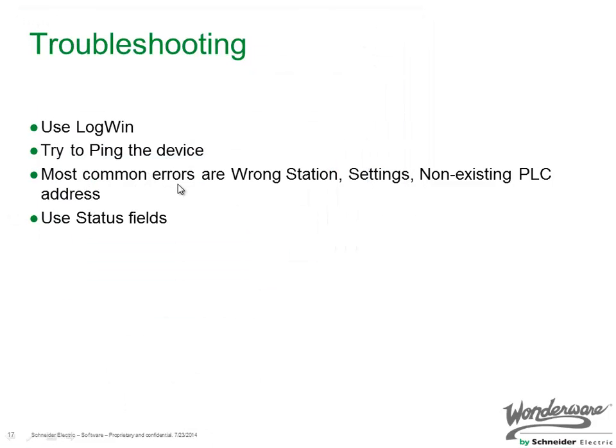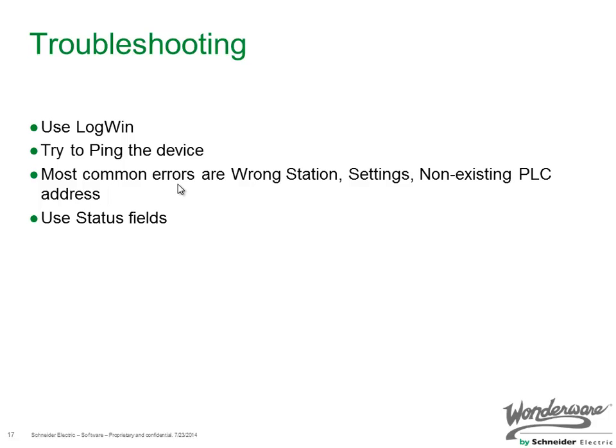Most common errors are the wrong station number, port numbers, nodes. Take a look at the documentation. That often helps. Settings, obviously, if you're trying to go to a PLC that doesn't exist, or communication settings. I can tell you the number of days that I spent trying to chase down cabling problems or baud rates or things of that nature.